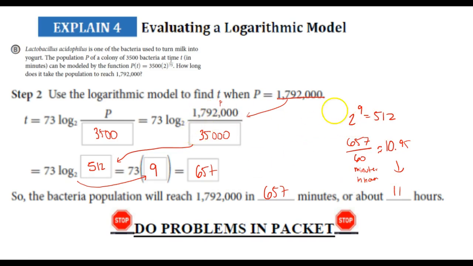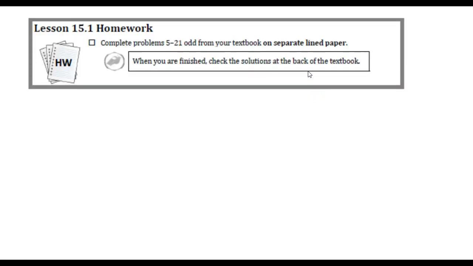All right, so just like it says here, stop here, do the explain for, and we'll go back to go over the homework. All right?